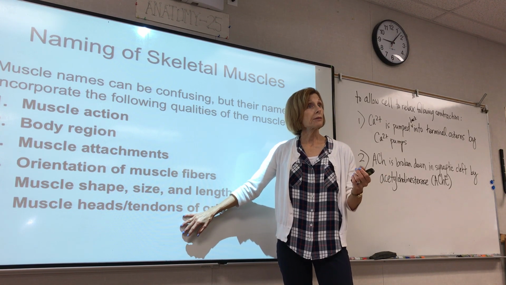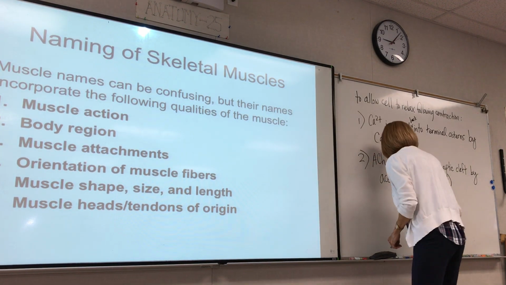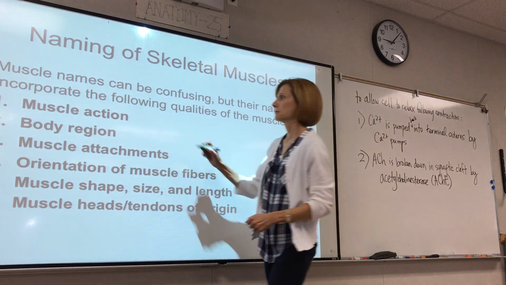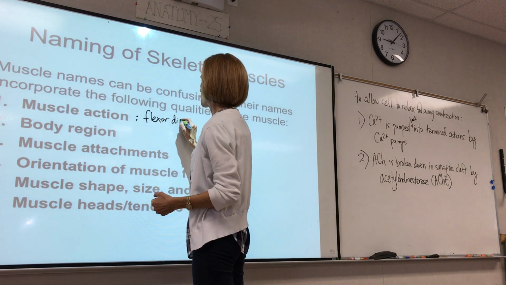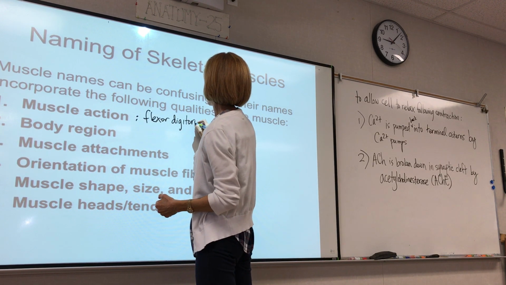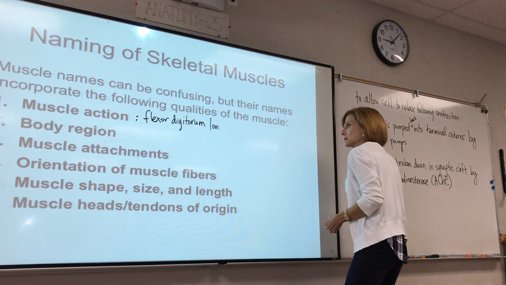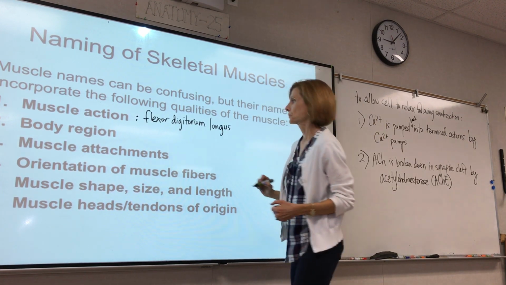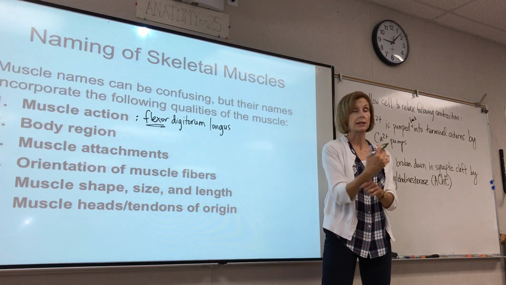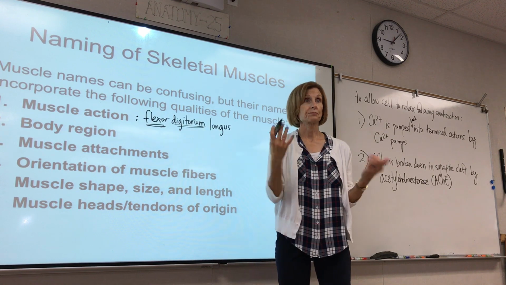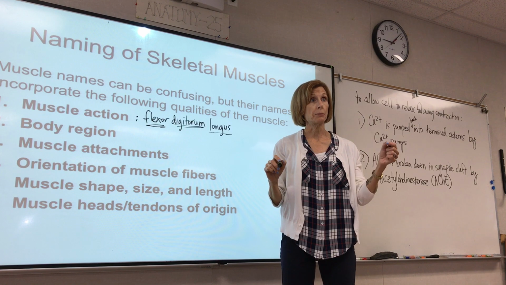So some of the names tell you muscle action, like for instance, the flexor digitorum longus. Actually, there's a longus that's on your list. Okay, so this part of the name tells you the action, right? Tells you it's a flexor. Digitorum tells you what it moves, right? Digits. And longus tells you the length of the muscle.